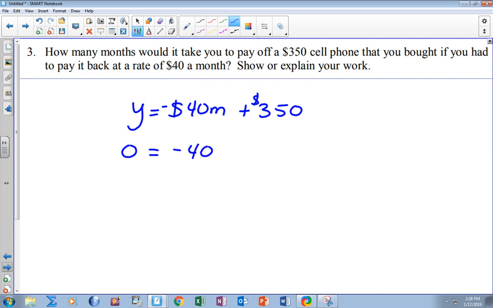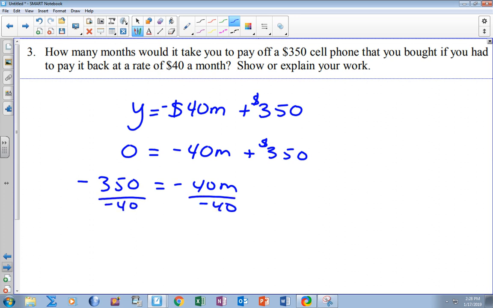And then you could solve it. Right, you would solve for how many months. So subtract 350 from both sides. Divide by the negative 40. And you get 8.75 equals m. So then the answer would be it takes you 9 months to pay it off, because it takes you more than 8 months, right? So 8 would be wrong.